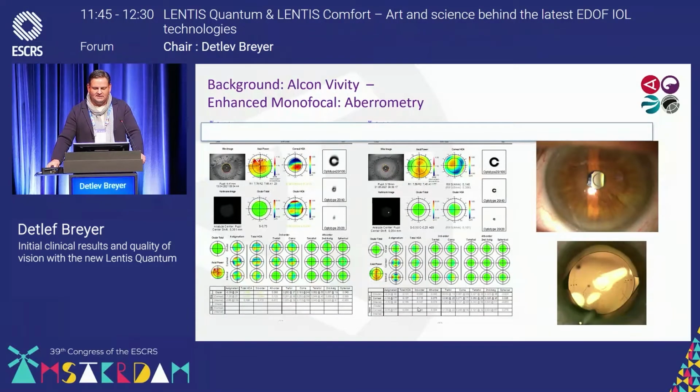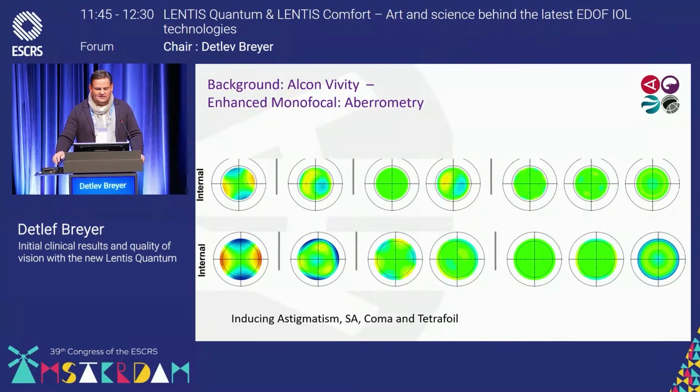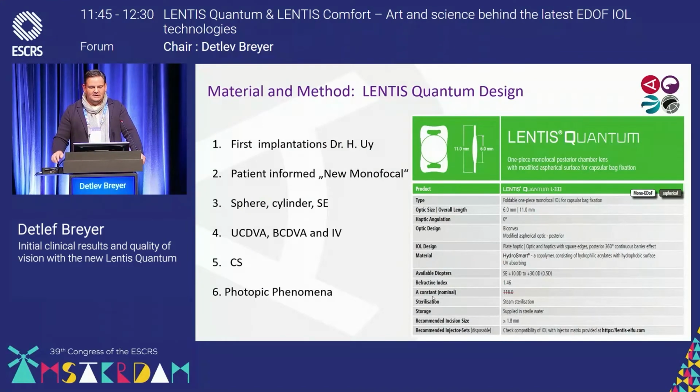Then let's compare this with Alcon Vivity, and we've seen this before. There's a different concept with the elongating wavefront technology. And what we can see here is that in aberrometry, the Vivity is inducing astigmatism, spherical aberrations, coma, and a minimal trefoil. This is the Quantum design.